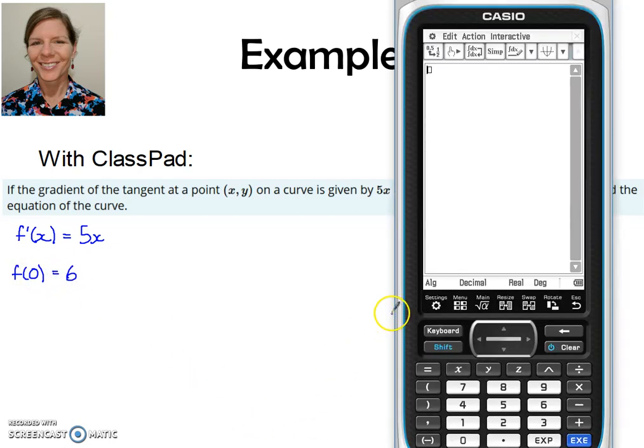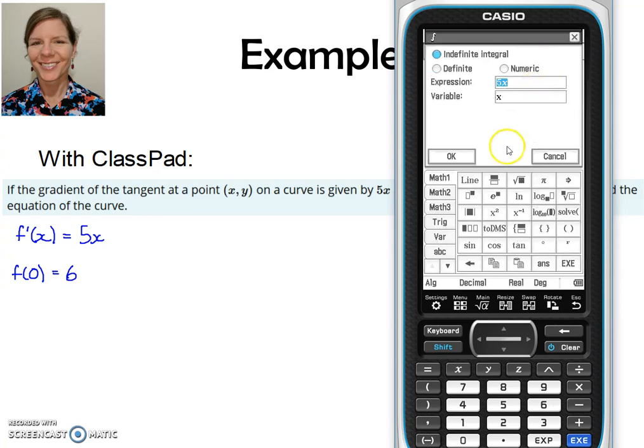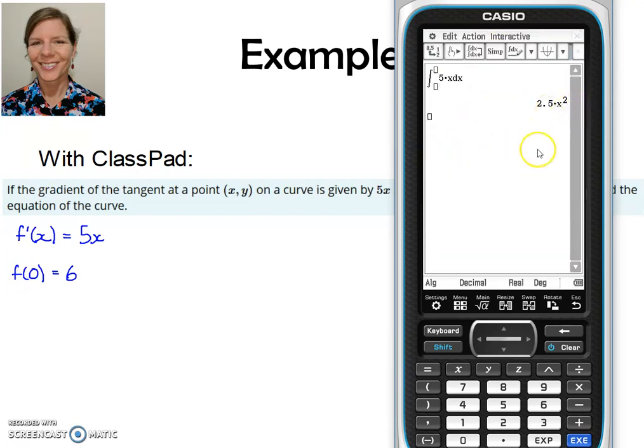Okay, so the way we do this, start with typing in 5x. Now, going up to calculation, using the little funny curly f thing. Okay, make sure it's indefinite integral. We'll talk about this next year, I think. So indefinite integrals. Okay, and it's anti-differentiated for you. So 2.5 or 5 on 2 times x to the power of 2.